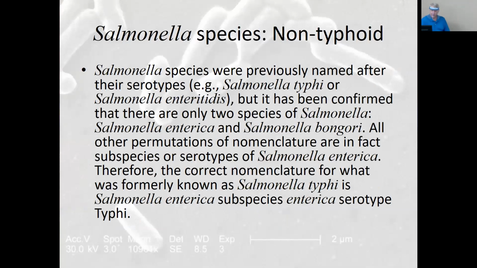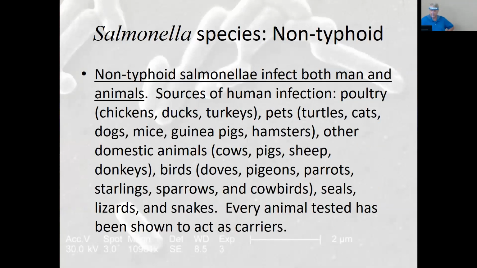Salmonellas were previously named Salmonella typhi or Salmonella enterica. It's been confirmed that we're going to go from two species, either Salmonella enterica or Salmonella mongori. I didn't know typhi there, right? Formerly known as Salmonella typhi.